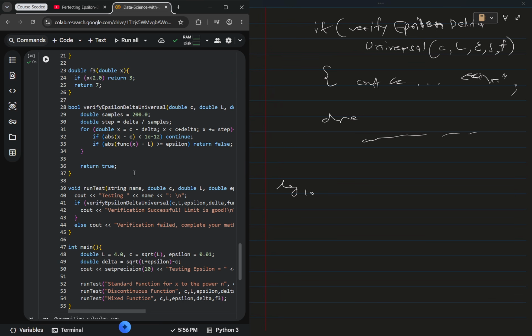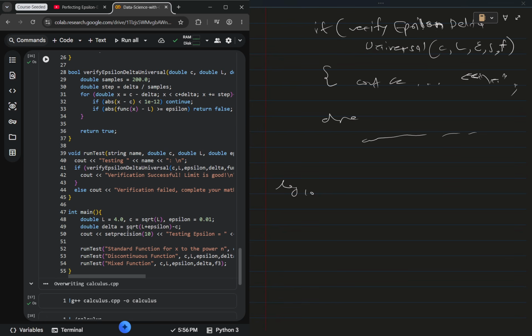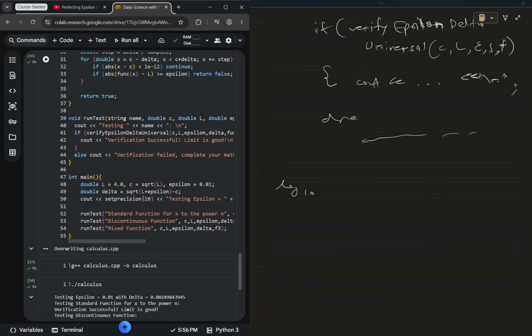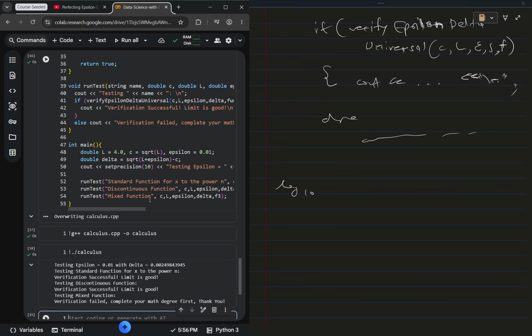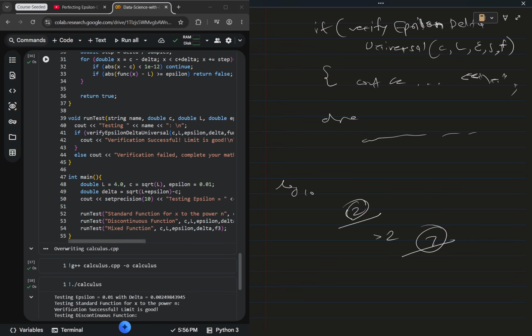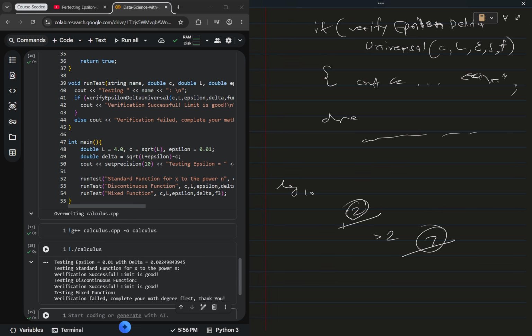So basically the function is right. Basically our delta was actually derived for our continuous function. So that's the reason we are getting this. Complete your maths degree first. So don't worry about that. It was supposed to happen. Because you can already see that for x less than 2 we have 3. And then for x greater than 2 we already have 7. So 3 and 7. So this was bound to happen. So don't worry much about that. So basically everything is working fine and correct.